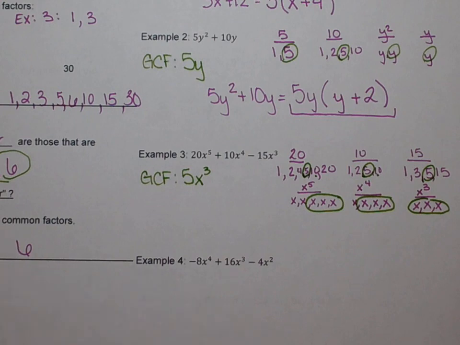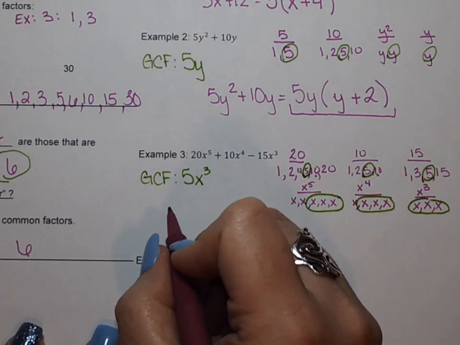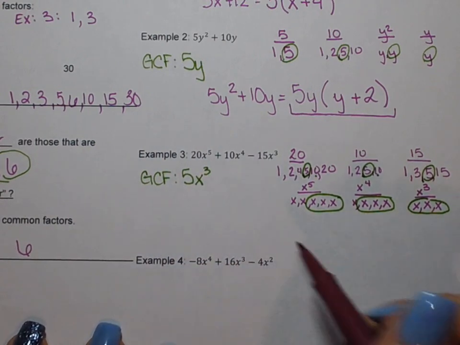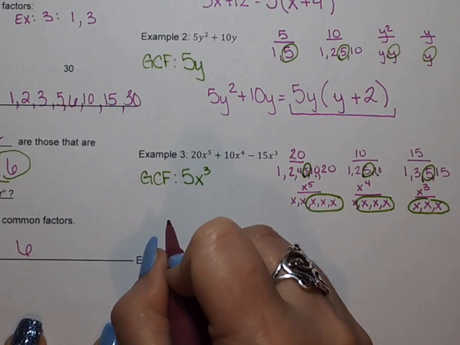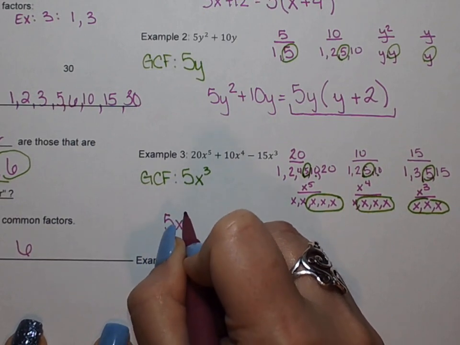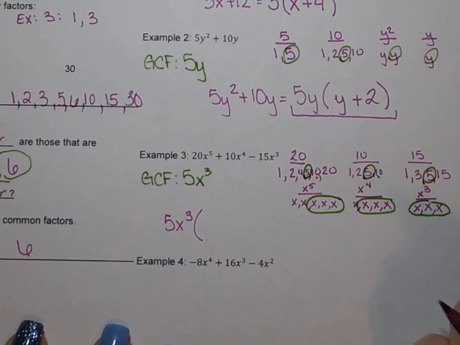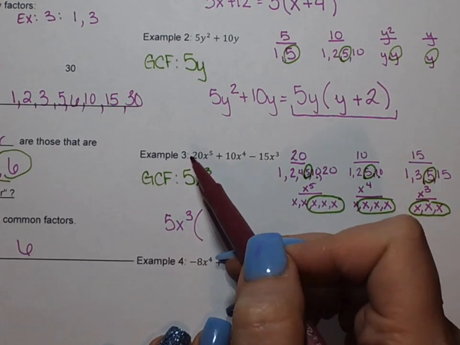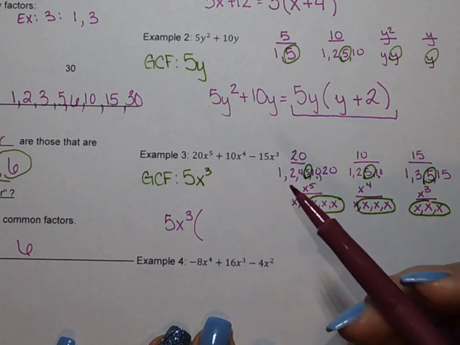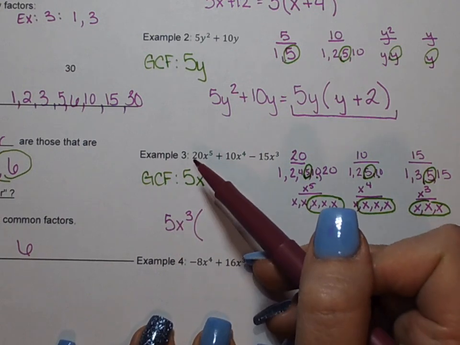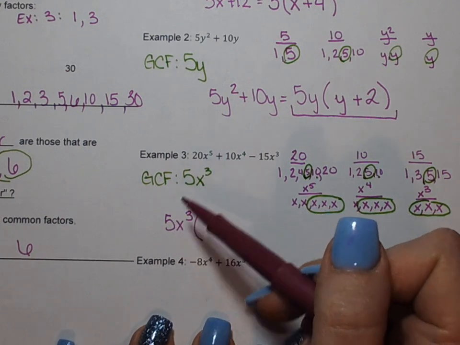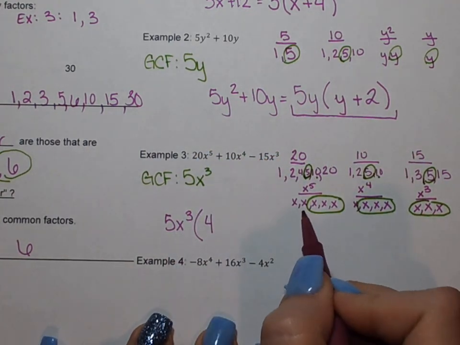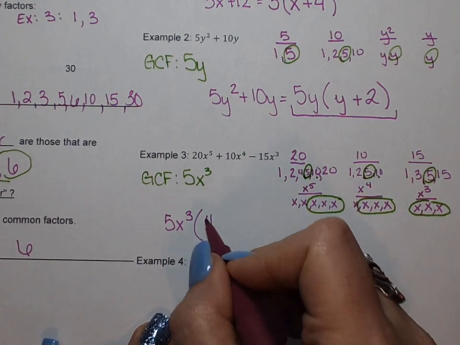All right, so now I'm not going to rewrite it this time because I'm kind of running out of space here. So I'm going to start by writing my GCF. So I've got 5x cubed, open my parentheses, and now I ask myself, what do I multiply this 5x cubed by to get up to 20x to the 5th? So 5 times what would give me 20? Well, 5 times 4 would give me a 20. And how many x's did I leave behind? I left behind 2.